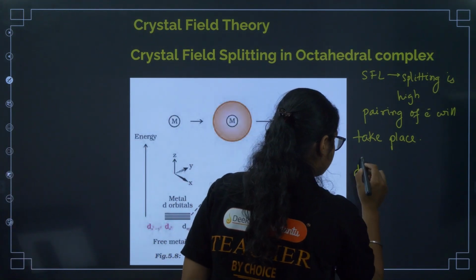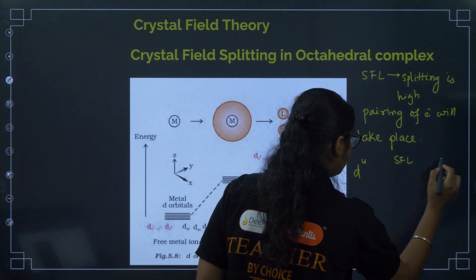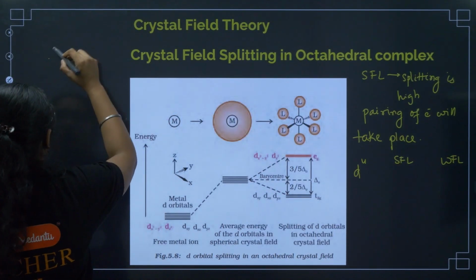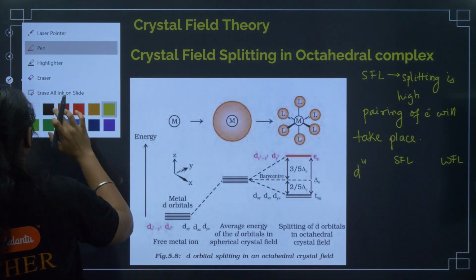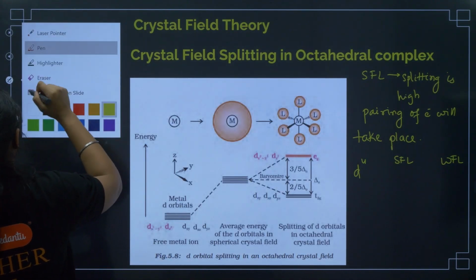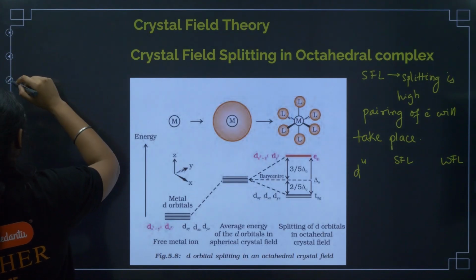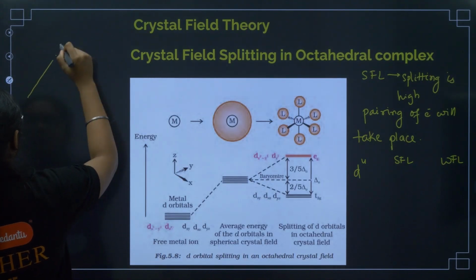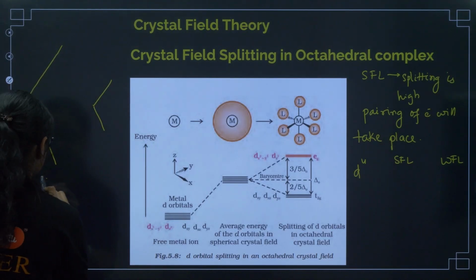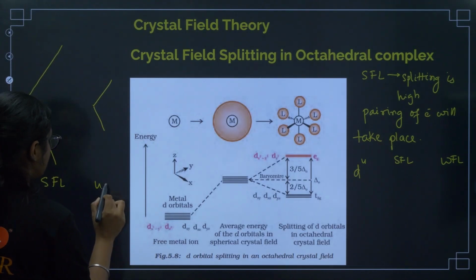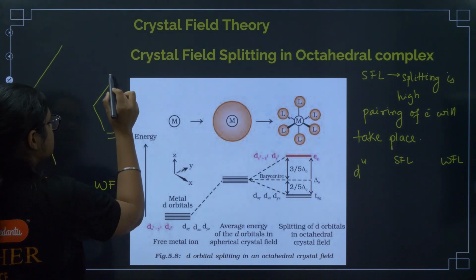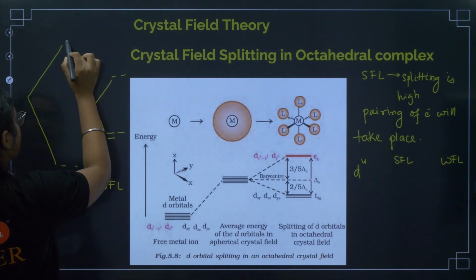Suppose d4 is there, with a strong field ligand and a weak field ligand. So here you imagine, we have a strong field ligand, so splitting will be more. Okay, so we'll draw here. In a strong field ligand, the splitting will be more, and in a weak field ligand the splitting will be less. Okay, so now this is the strong field ligand and this is the weak field ligand. So now we have here 3 orbitals, here 2, and here also 3 and here 2.